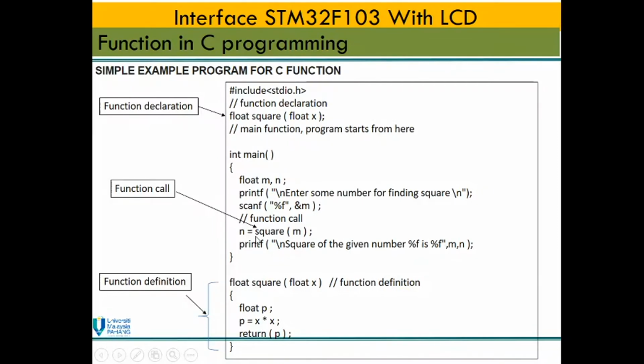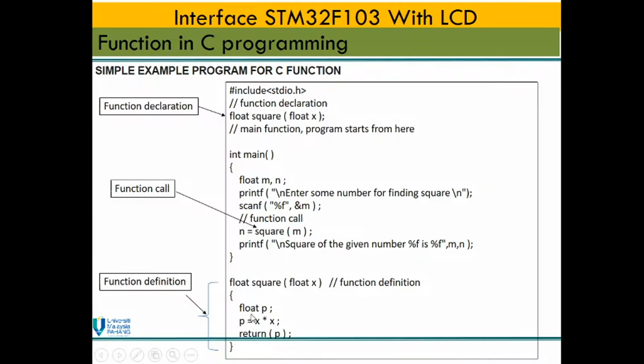The second is the function call. This is in the main program. We call the function: n is equal to square(m). When we call the function, it goes directly to the function definition, float square(float x). The function definition is typed outside the main function. It's not in the main function, but outside it.